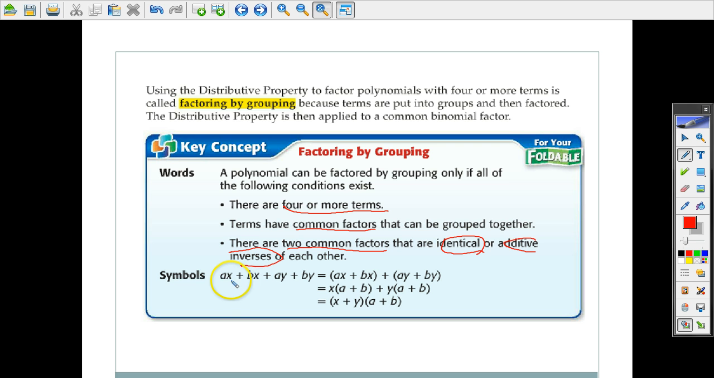Okay, so the symbols here. You have ax plus bx plus ay plus by. So those go in parentheses. You can see they have the a and the x in common, so they factored out the x. Okay. Here they factored out the y. Okay. Now you see here they still have a plus b in common, so you're going to factor that again. So you have x plus y, and then your a plus b. And that parentheses means they are multiplied.